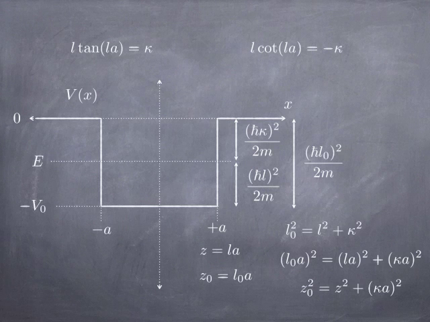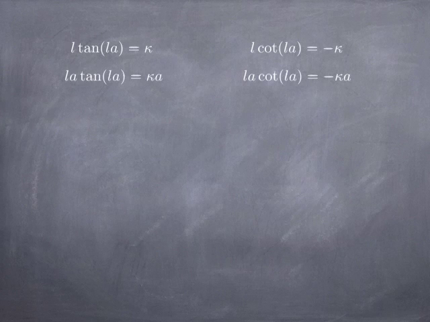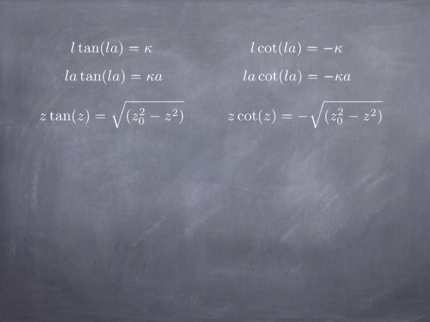That's the plan. So let's go back to these two transcendental equations. Let's multiply both sides by a. So now we have a new transcendental equation, except notice that now we have z times the tangent of z is equal to kappa a. But kappa a is the square root of z0 squared minus z squared, using the Pythagorean-like formula from the previous slide. And we can do the same thing with the cotangent version. And so now what we get are two transcendental equations, one for the even states, one for the odd states, that depend only on this z.